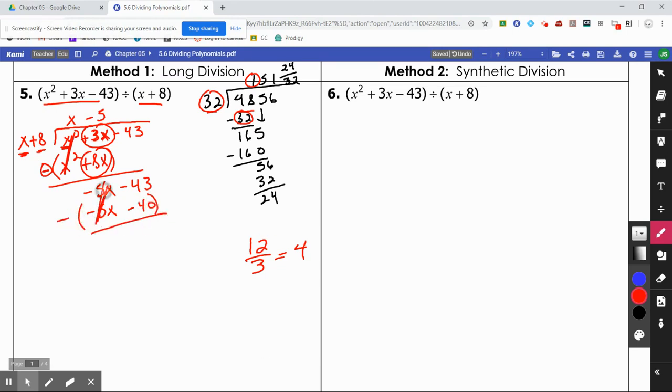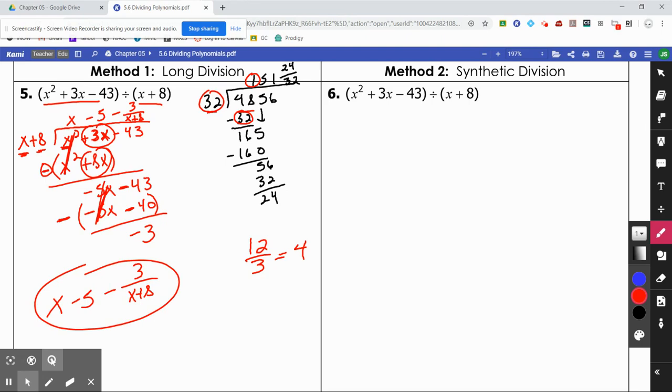These should cancel. Negative 5x minus negative 5x. Then you have a negative 43 minus a negative 40. Now minus minus, that makes it a plus. Negative 43 plus 40 is a negative 3. You then take the remainder and you write it over what you divided by. So therefore this is x minus 5 minus 3 over x plus 8.